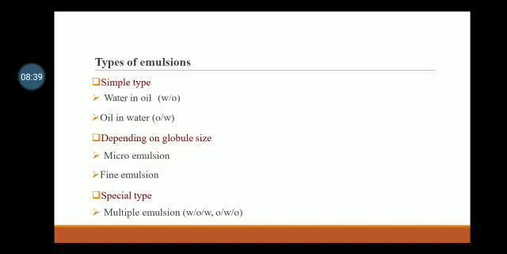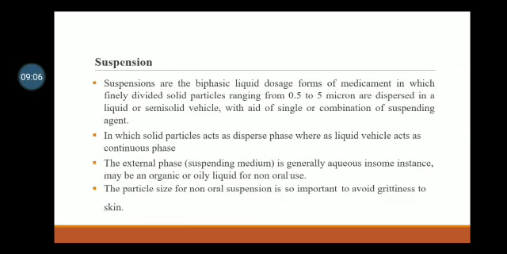Types of emulsions. Firstly, simply it is classified into simple types: water in oil emulsion, that is W/O, and oil in water emulsion, that is O/W. Then, depending on globule size, microemulsion and fine emulsion. And a special type of emulsion, that is multiple emulsion, that is W/O/W or O/W/O. So these are some types of emulsions.